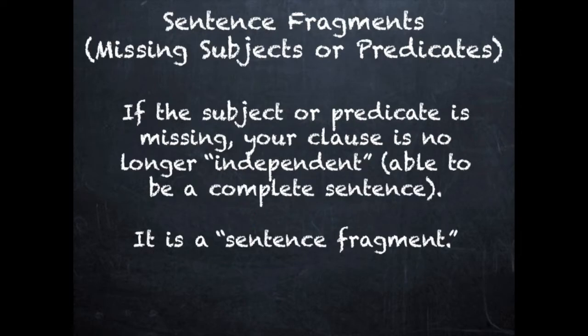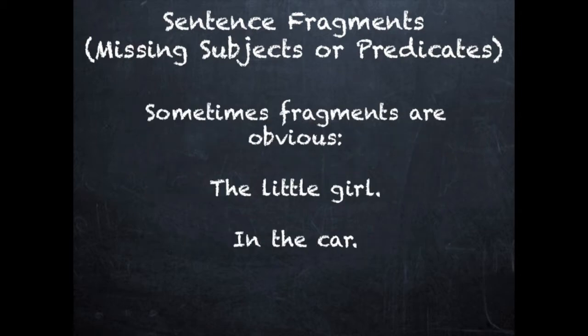And then in the case of a sentence fragment, it means you're missing one of those parts. If the subject or the predicate is missing, your clause is no longer independent, and therefore not able to be a complete sentence. And so that's when we say you've got a sentence fragment. That's what that means. You're missing one of those two pieces. So, sometimes those sentence fragments are pretty obvious, especially when they're short, like the little girl, not a complete sentence, or in the car, not a complete sentence.